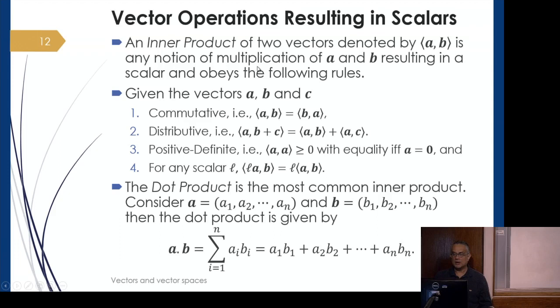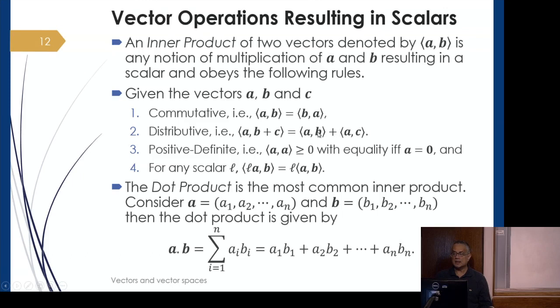If you're given three vectors, A, B, and C, the first property that an inner product must satisfy is commutativity. So the inner product of A and B is the same as the inner product of B followed by A. So you can flip them around. Now we have distributivity. The inner product of A with B plus C, which are two vectors, is the inner product of A with B and the inner product of A with C taken separately, and then the results added up.